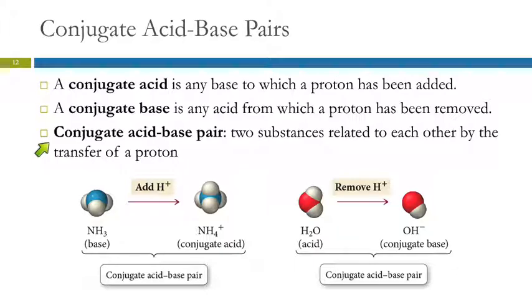So a conjugate acid-base pair is two substances that are related by the transfer of a proton. And so we can look at their formulas, and the difference in the formula is an H+. So here we have NH3, here we have NH4+. The difference in the formula is 1 H+. We identify which is the acid and which is the base by who's got the proton. So here, NH4+ has the proton, it's the acid. The NH3 does not have the proton, it's the base.